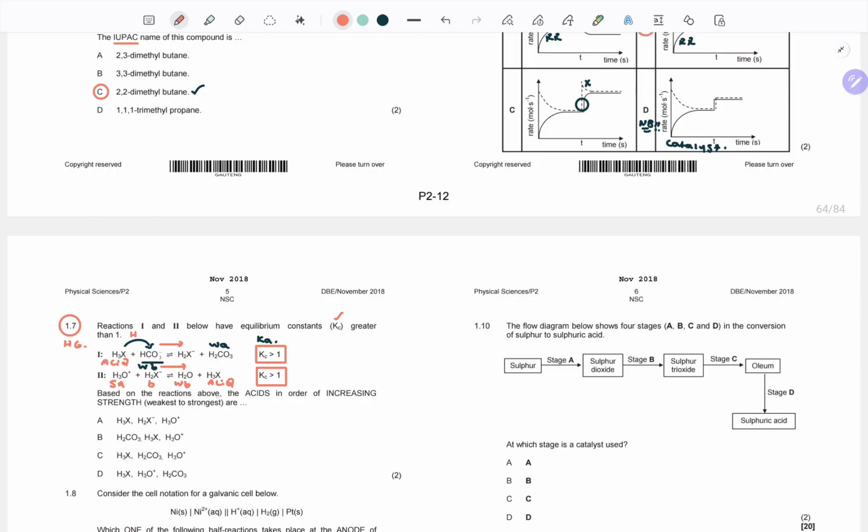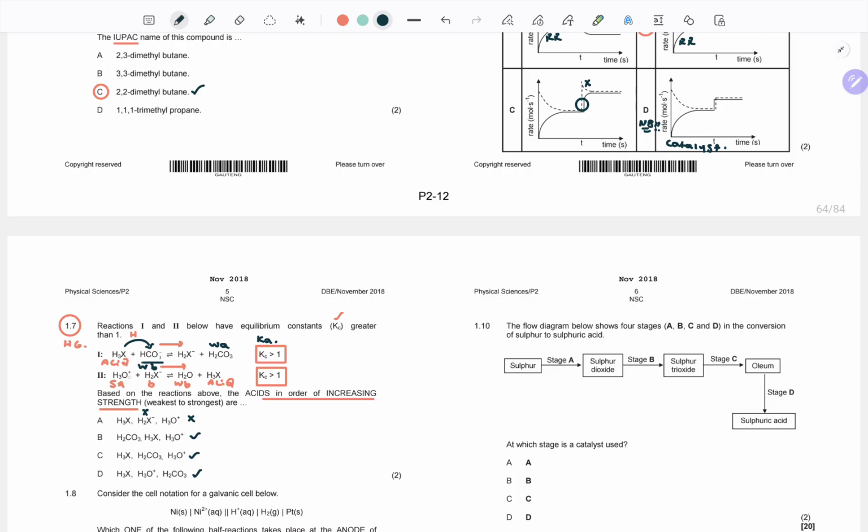Now, based on the reactions above, the acids in order of increasing strength from weakest to strongest are. First of all, let's see options that list acids. This is an acid. This is a base in our reaction, so this option is out. Good. Now, these are all acids, all acids. But now let's check the order.